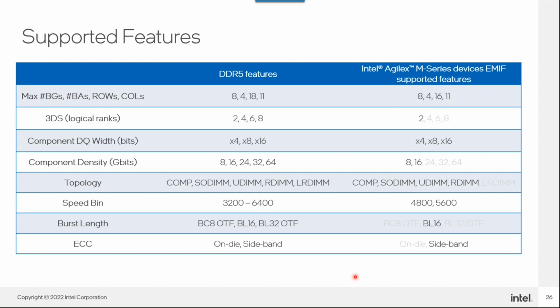Oh, and a quick note. When I say that ECC is only sideband on our Agilex EMIF supported features, I forgot to add an asterisk. This ECC sideband is the regular ECC that we enable by the controller, so this is supported or configured by the controller. On-die ECC is transparent to the controller, so the controller does not have to do anything with it. That's why it's faded out, but it is available. This doesn't change regardless of your memory configuration or anything. It doesn't affect your on-die ECC.